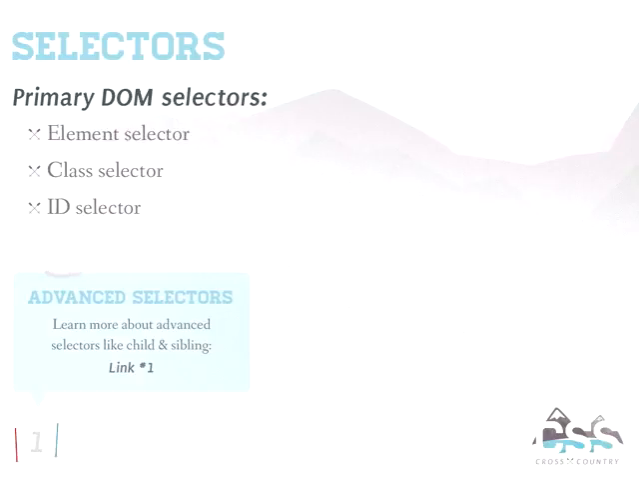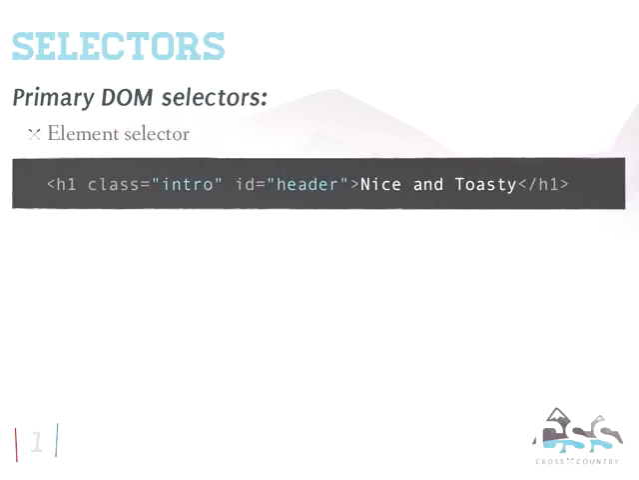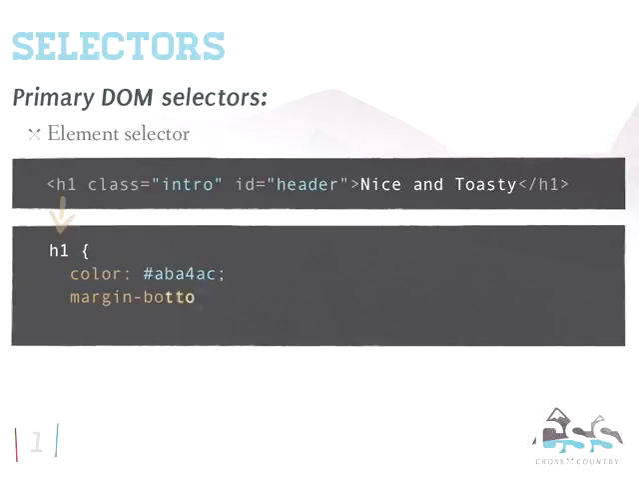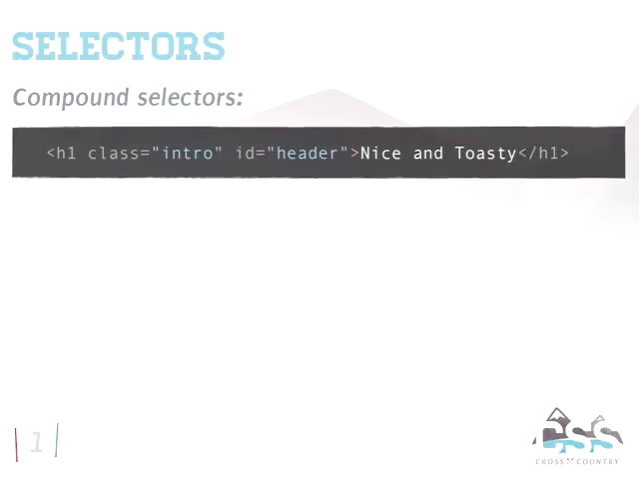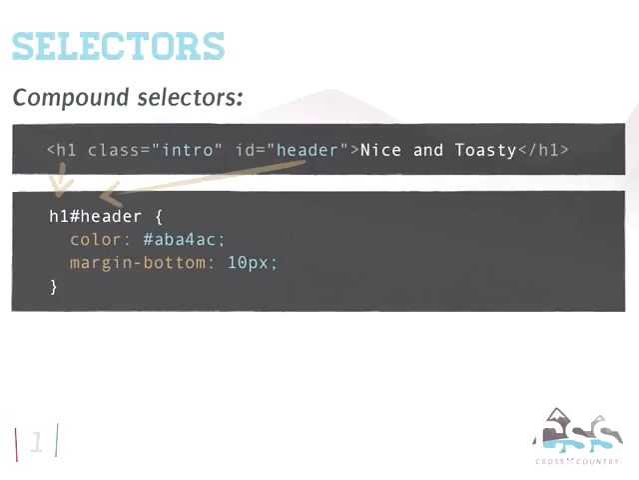So the first of these basic CSS selectors is the element selector. And just to review, that's directly mapping the HTML tag to your CSS declaration. We're also able to select items via the class attribute with a class selector. Finally, the ID selector allows us to select items via their ID attribute. We also have the ability to combine more than one of these selectors together to create a compound selector like this one.